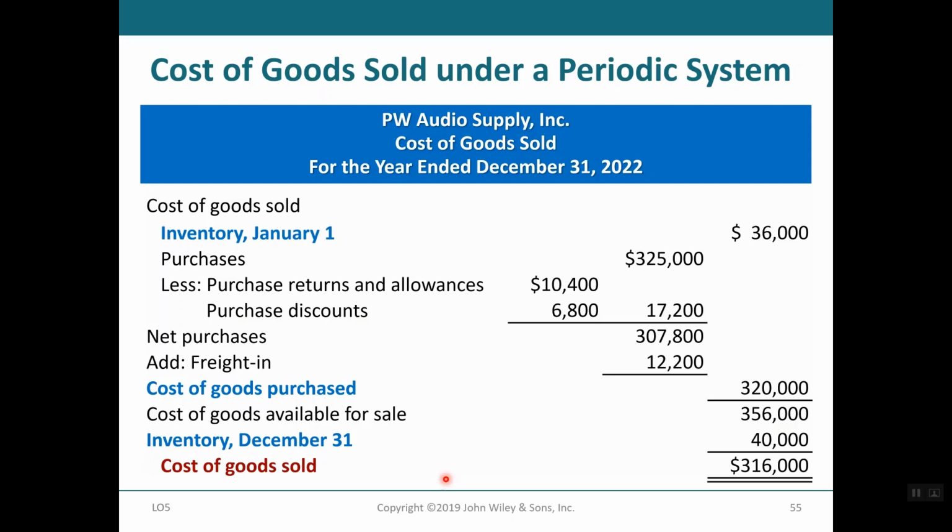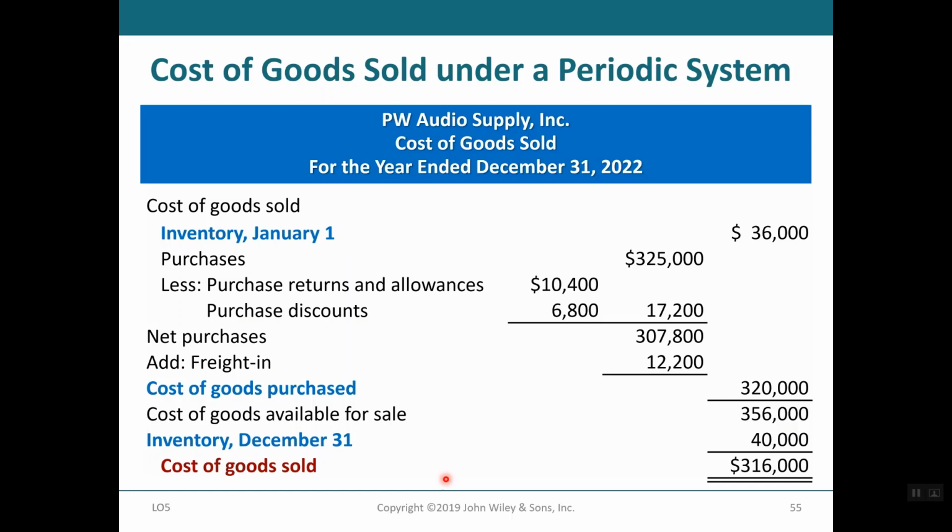Then we're going to add in our freight. Okay, so if there is freight in, we add it to it. That's 12,200. So we see another difference here, whereby we are adding our freight, right? When the buyer pays for it, instead of adding it to the inventory, here we have it as freight in. Okay, that's 12,200. That gives us the cost of goods purchased.